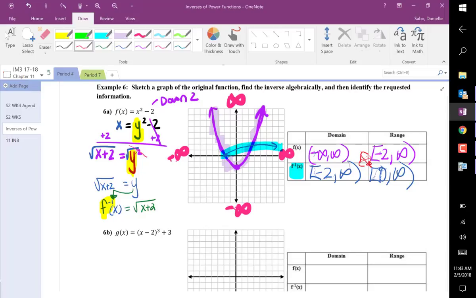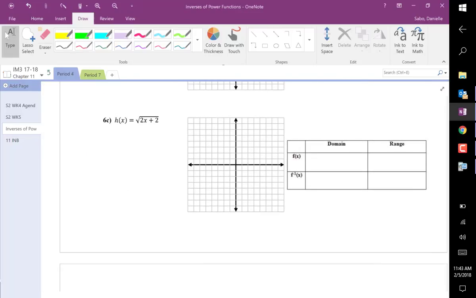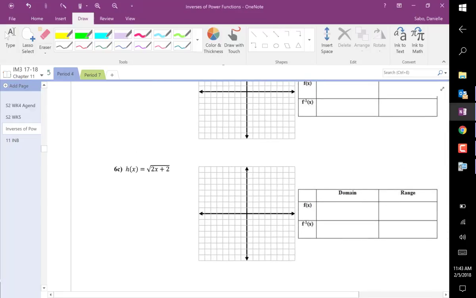All right, we're just going to go to 6C, and then I'm going to let you guys glue the stuff in your interactive notebook and then work on your homework. So that's all we're doing today, just one more problem. I started on 6.